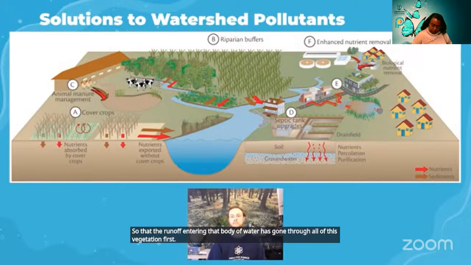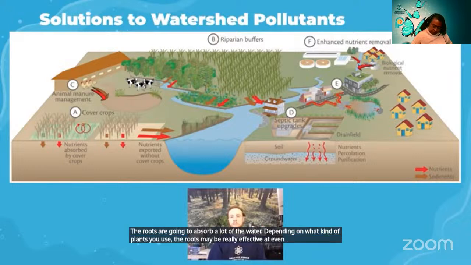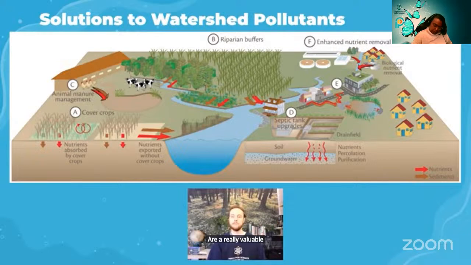The roots are going to absorb a lot of the water. Depending on what kind of plants you use, the roots may be really effective at even trapping pollutants in their root structures and then metabolizing them or just preventing them from making it into that body of water. And so riparian buffers are a really valuable strategy for reducing these pollutants entering bodies of water.